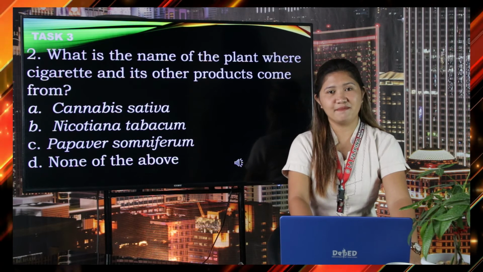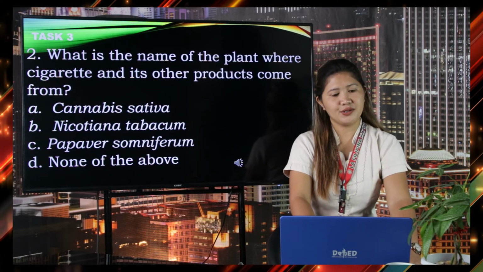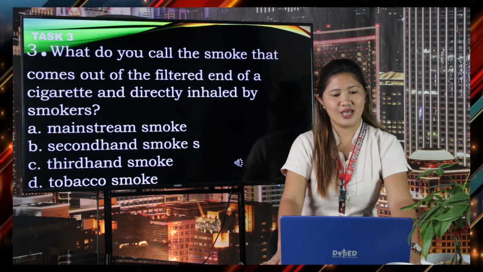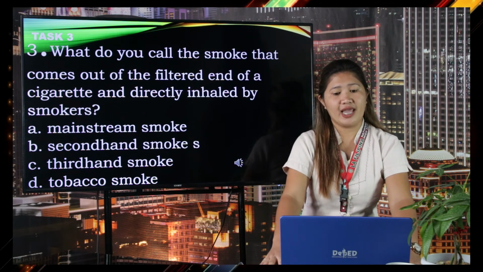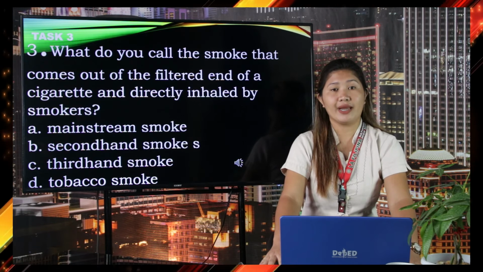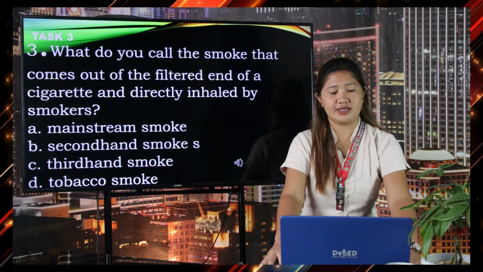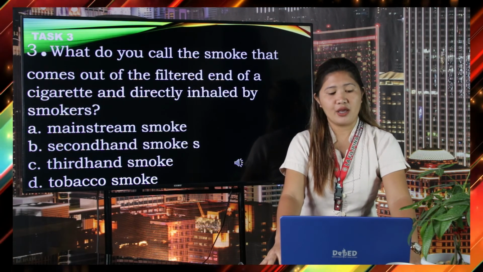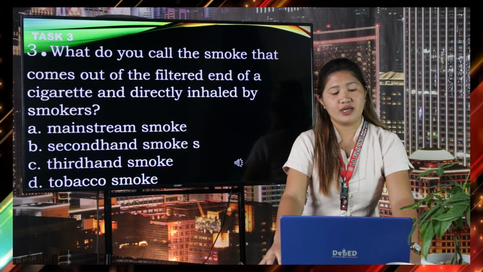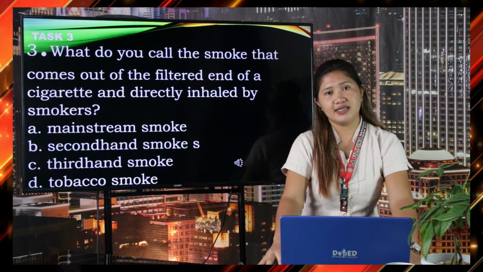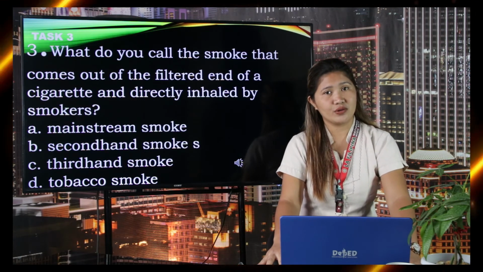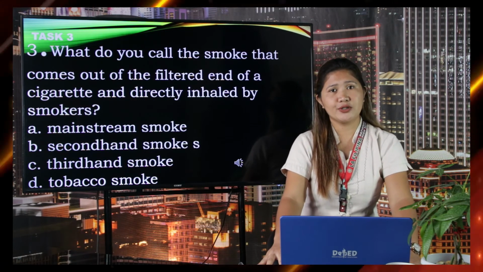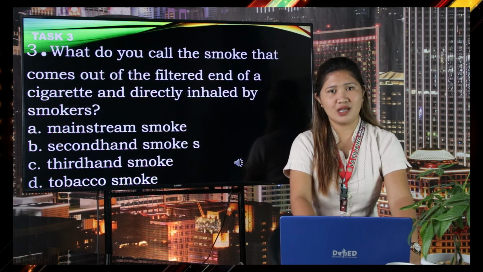Okay, time is up. Next, proceed to question number 3. What do you call the smoke that comes out of the filtered end of a cigarette and is directly inhaled by smokers? Letter A. Mainstream smoke. Letter B. Secondhand smoke. Letter C. Third-hand smoke. Letter D. Tobacco smoke. Your time starts now.